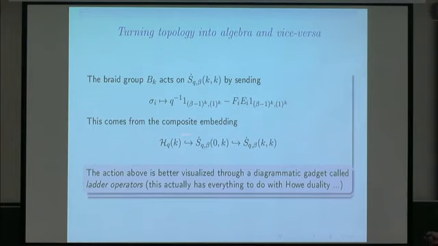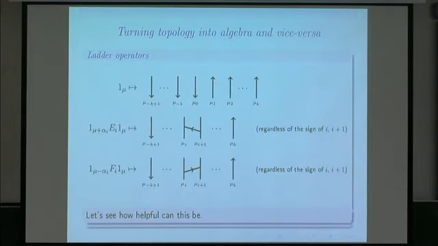Through this embedding, we can define an action of the braid group. As usual, it sends a crossing to a linear combination of some elements in the algebra. But we can turn these elements into pictures, and there's a gadget called ladder operators that goes through skew duality that most of you know very well. This can be given a nicer description.